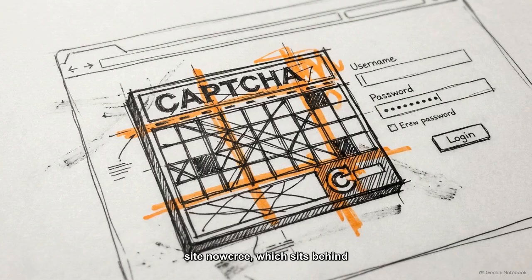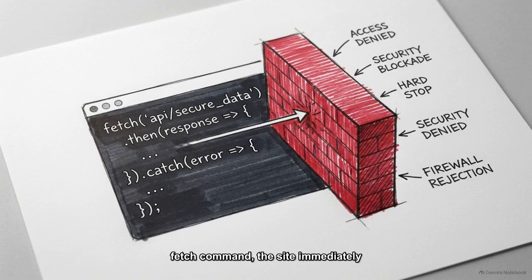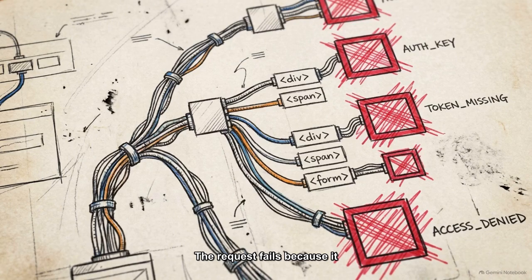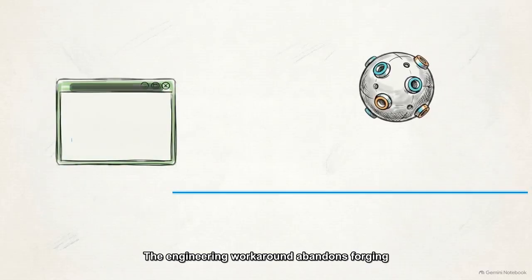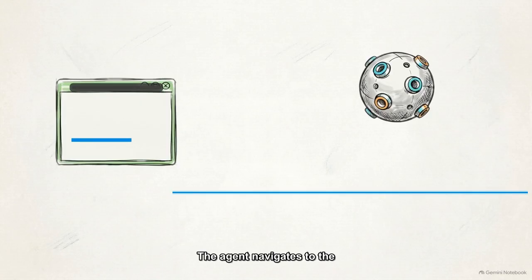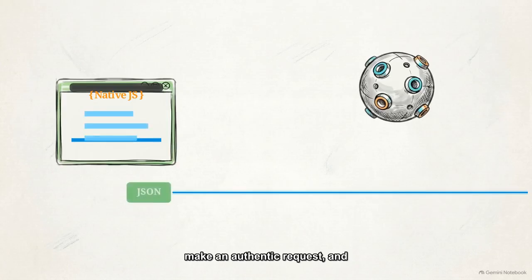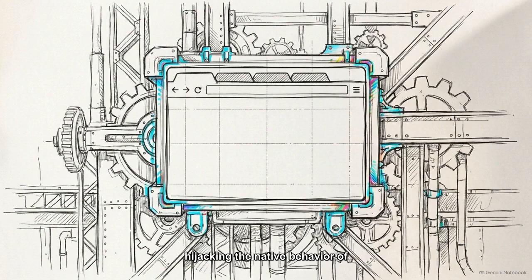Take the target site Nowcrete, which sits behind an Akamai bot wall. If you inject a standard fetch command, the site immediately returns a recapture required error. The request fails because it lacks the specific sensor data generated by the site's own JavaScript. The engineering workaround abandons forging the call entirely. The agent navigates to the search page, lets the browser execute the native JavaScript to make an authentic request, and then intercepts the clean response directly off the network wire. A resilient system survives by hijacking the native behavior of the host environment.